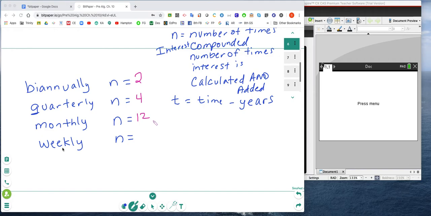And if your interest is compounded weekly, that means 52 times a year it's calculated and added to your account balance. So you'll notice that in all 4 of these cases, our interest is being calculated and added more than just 1 time a year, which is what happens when we have simple interest.